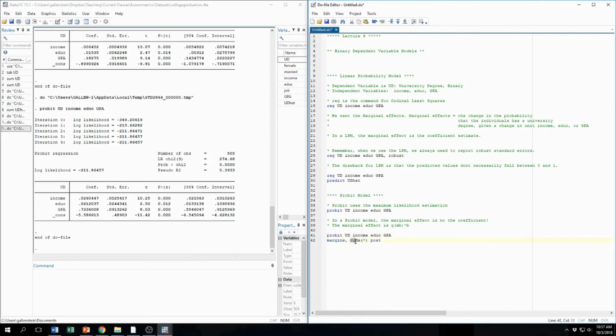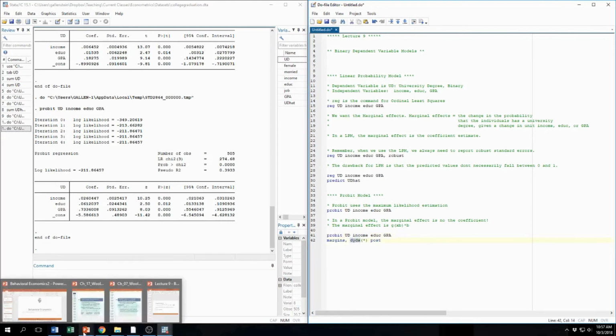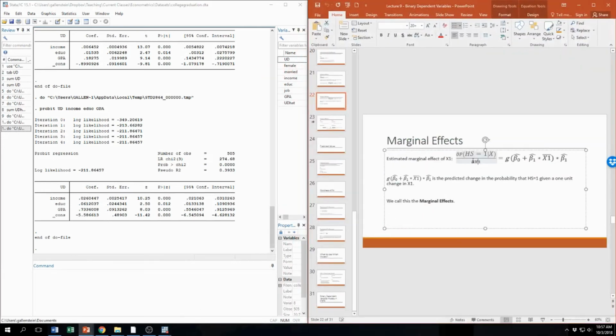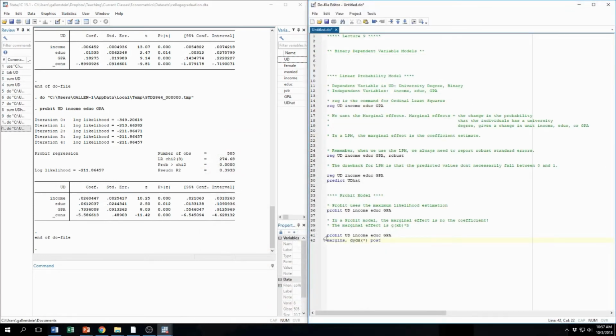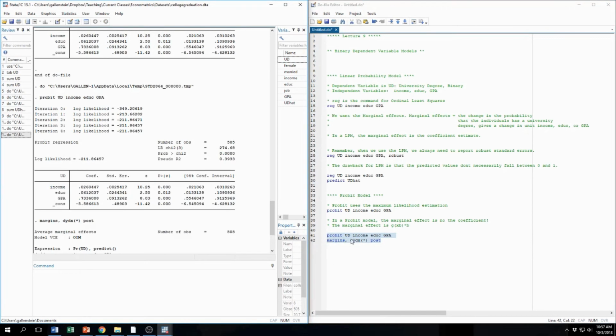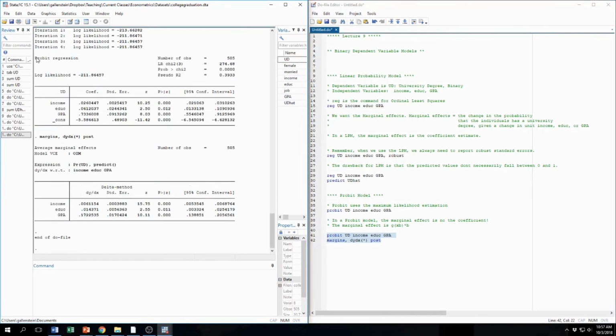You can kind of get a clue here. Dy dx, that's what the marginal effect is. The change in y given a change in x. The change in the probability given a change in x. So we run this regression, and then we post the marginal effects. What you'll see when we run these two together is the Probit regression output as we had before, and then below it what's called the average marginal effects. So now we're reporting the average marginal effects.